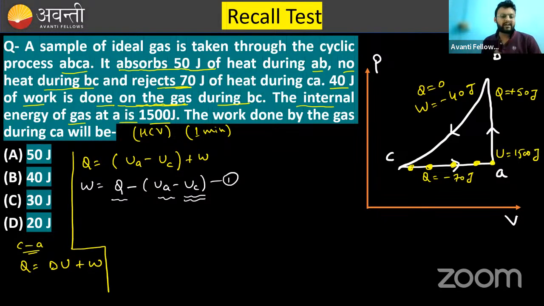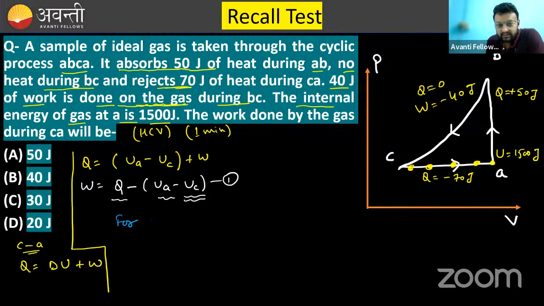So now our focus has shifted. We can put all these values. Q is known, UA is known, UC is to be calculated. So we will shift our focus now. Internal energy at A is given, but at B and C it is unknown. Okay. So now listen to me.